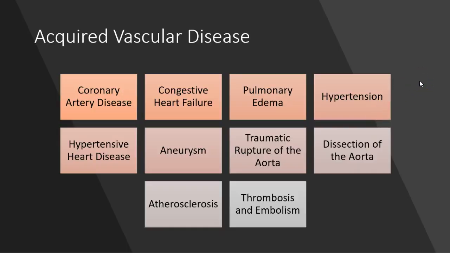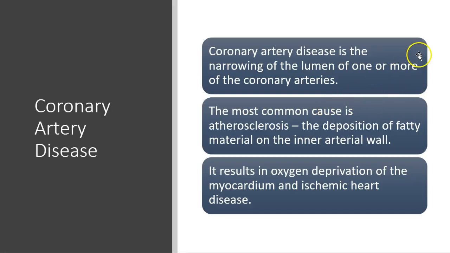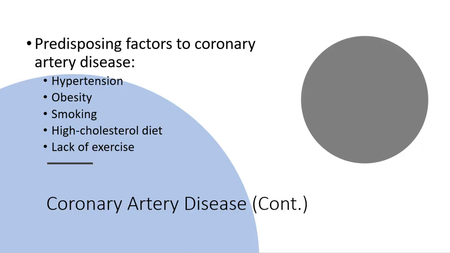Okay, so we're going to look at acquired valvular disease. So it can be coronary artery disease, congestive heart failure, pulmonary edema, hypertension, hypertensive heart disease, aneurysm, traumatic rupture of the aorta, dissecting aorta, atherosclerosis, and thrombus or embolism. Coronary artery disease is the narrowing of the lumen of one or more of the coronary arteries.